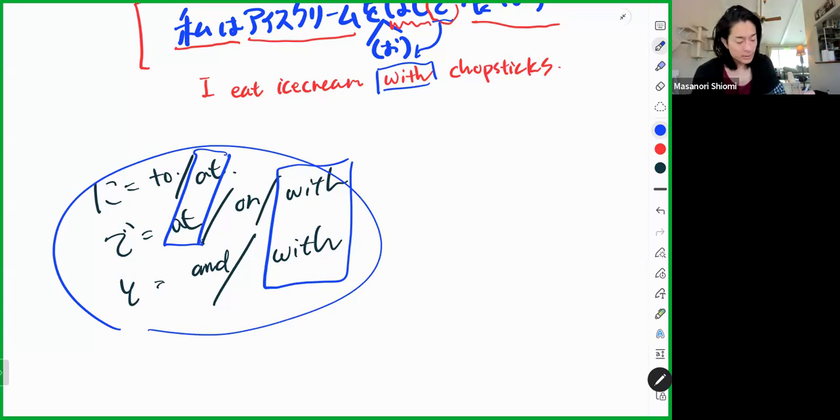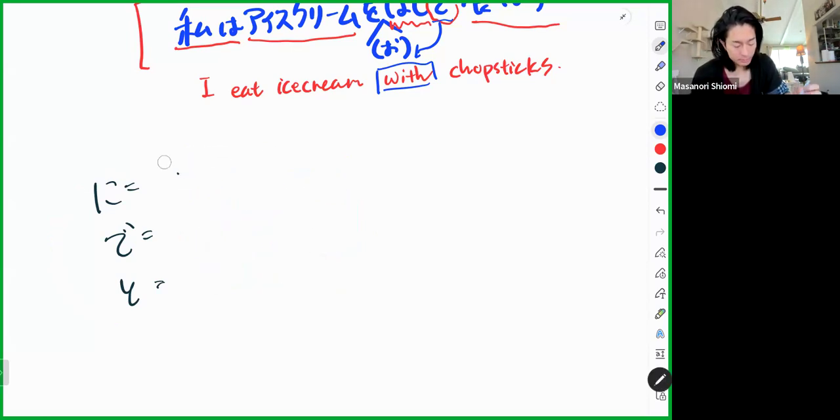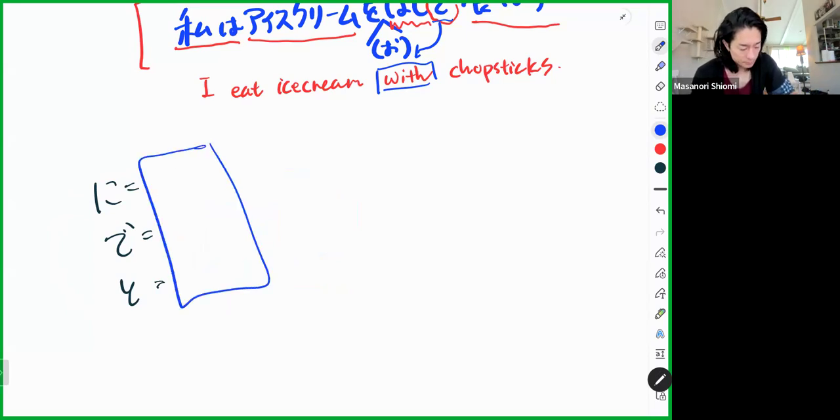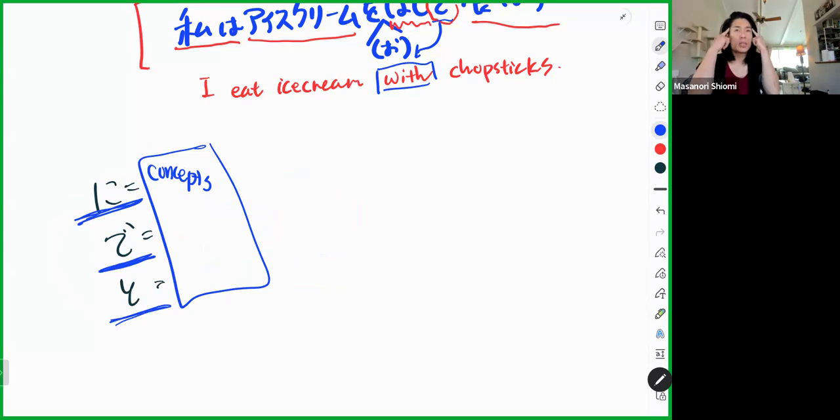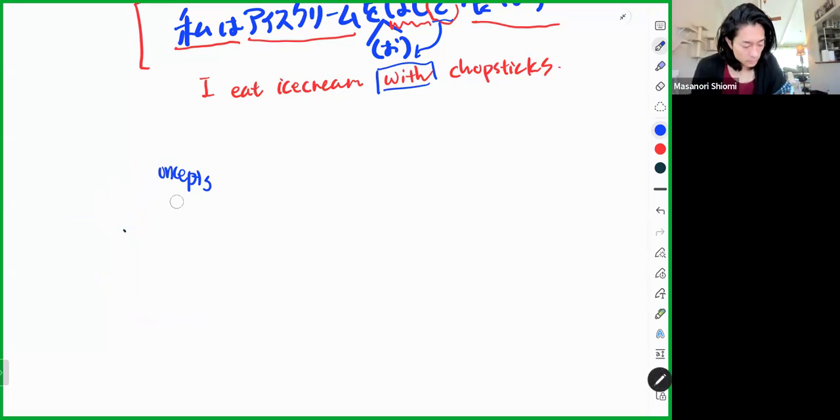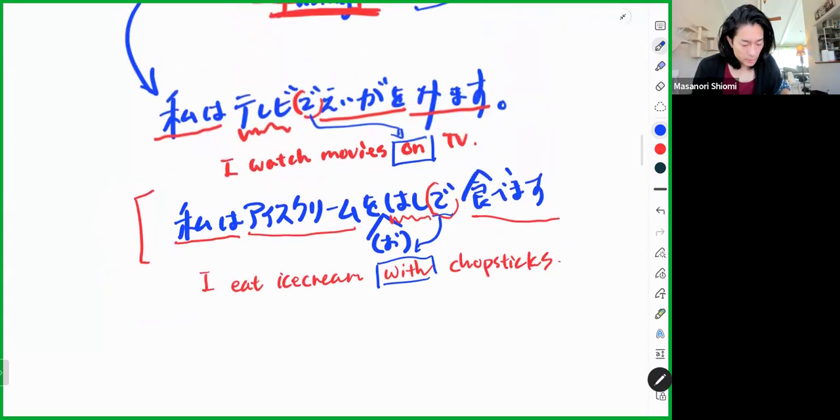Don't do this. Instead of just memorizing the literal translation version in English, memorize the concepts, meaning the functions of each particle. Have that in your mind, and then figure out the best way to translate in English. Appropriate translation, not literal translation. Okay. Another one.